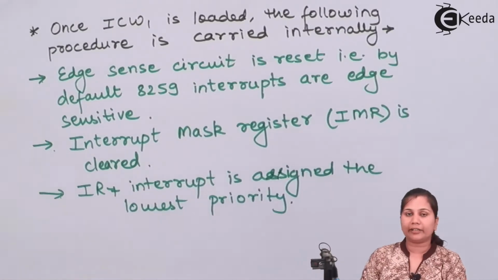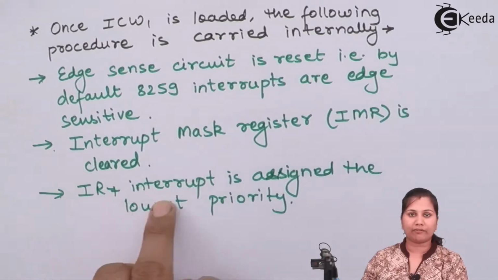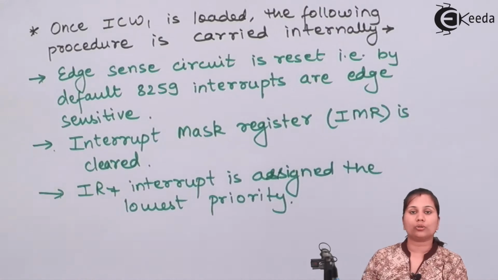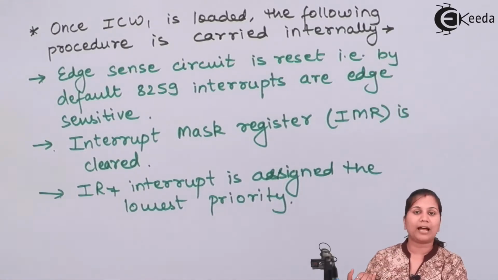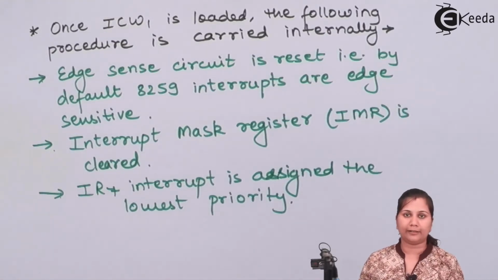Now there can be 8 interrupts given to the 8259. Out of these 8 interrupts, that is from IR0 to IR7, the IR7 interrupt request is assigned the lowest priority. So if 2 or more interrupts are given and one of the interrupts is IR7, IR7 will have the lowest priority. So by default, at the time of initialization, IR7 has been assigned the lowest priority among the interrupt signals.